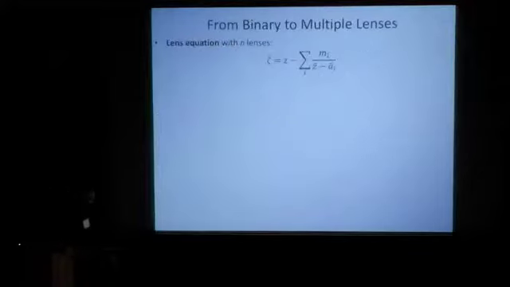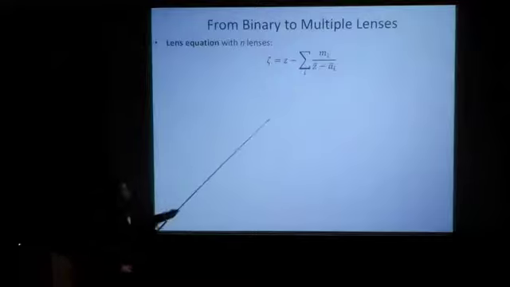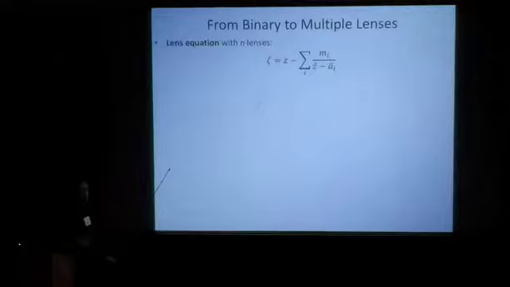Now let's move to the n-body calculation. So let's go back to the lens equation. The lens equation with n lenses looks like that. And this is in the complex notation, of course. So the over bar is just a complex conjugation. So this is the original lens equation.